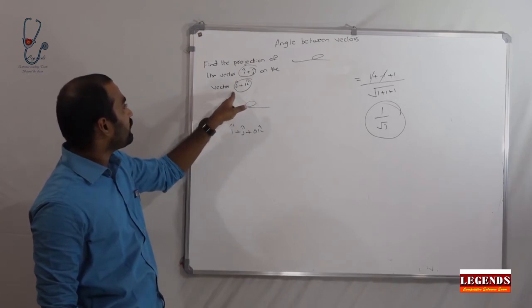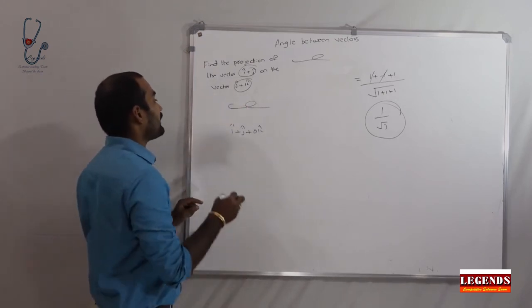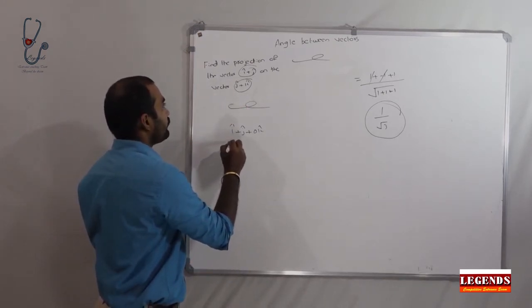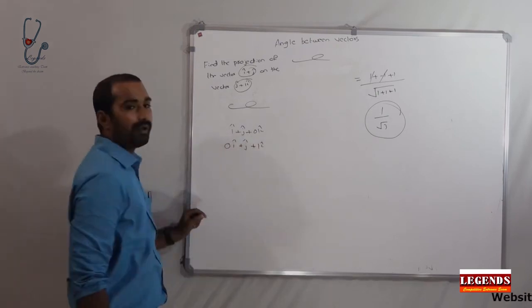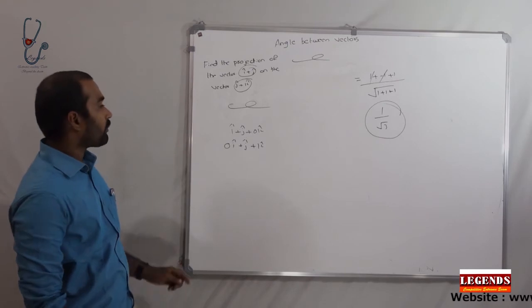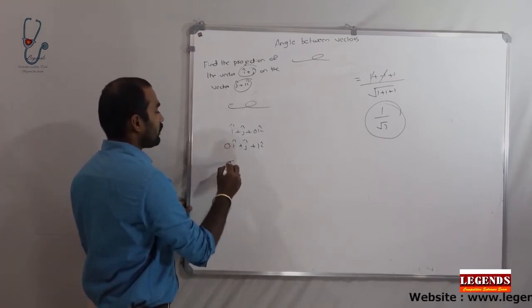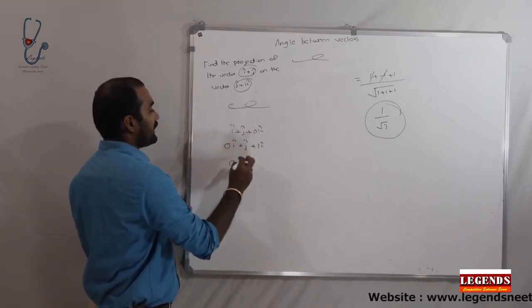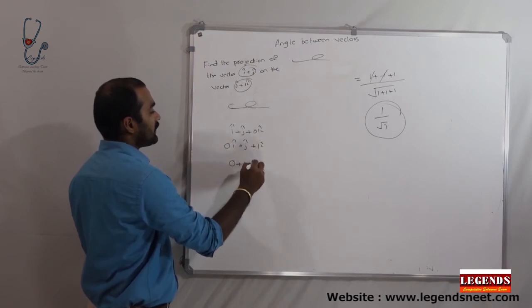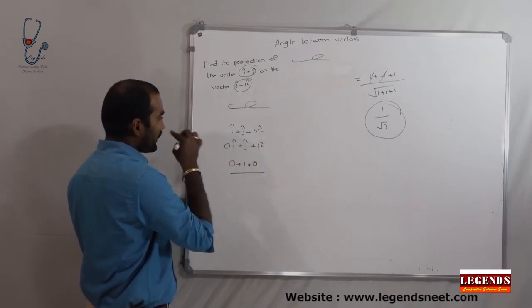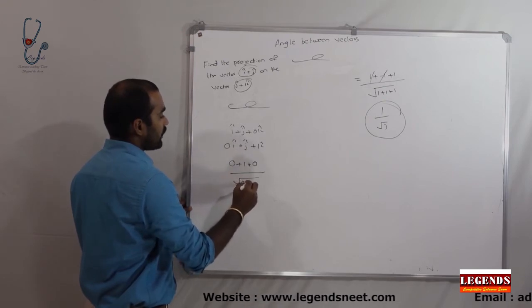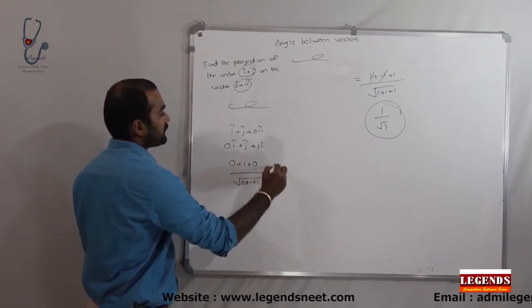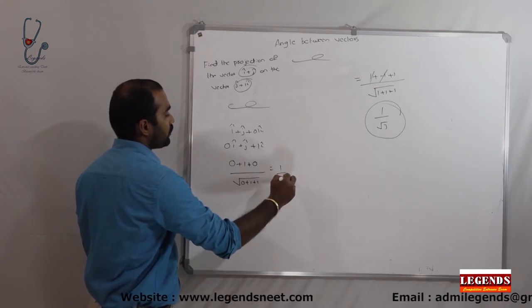In the second one there is no i, let's mark it as 0i. Okay, 0i plus j plus k, the two vectors. How can we find the dot product? 1 into 0 is 0. Again 1 into 1 is 1. 0 into 1 is 0. Divided by the magnitude of the second. Magnitude of the second is 0 square is 0, 1 square 1, 1 square 1. What's the answer? 1 by root 2 is the answer.